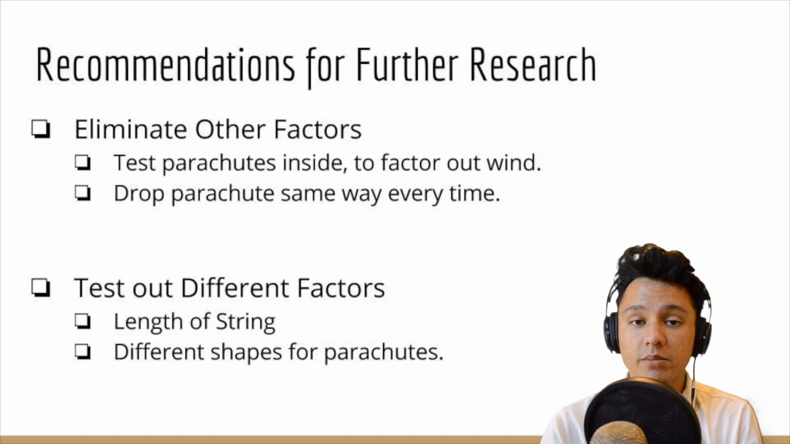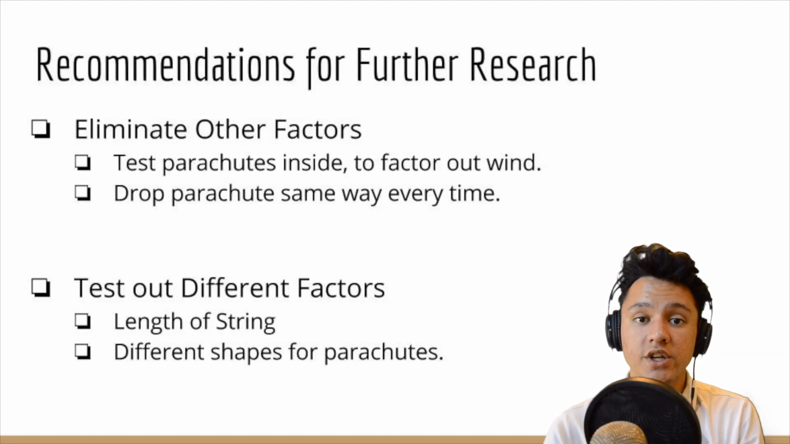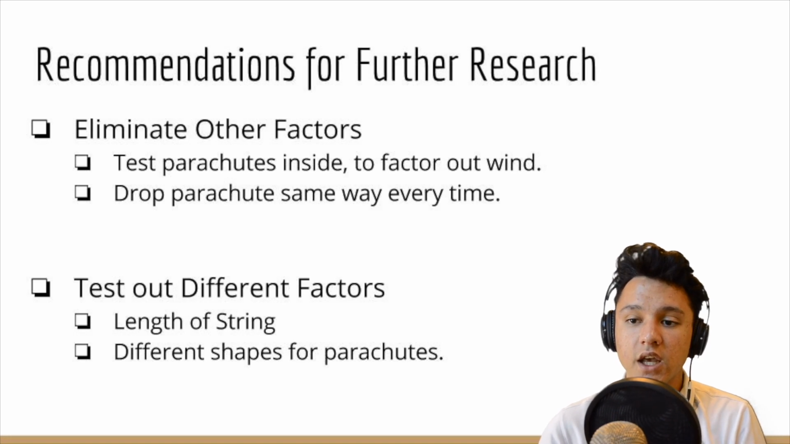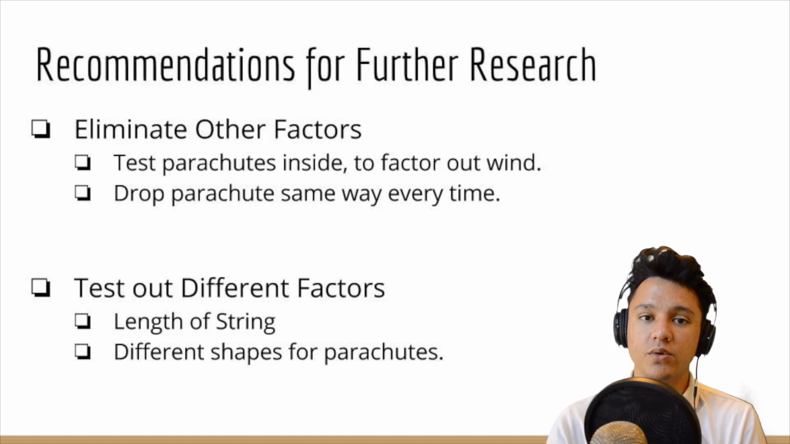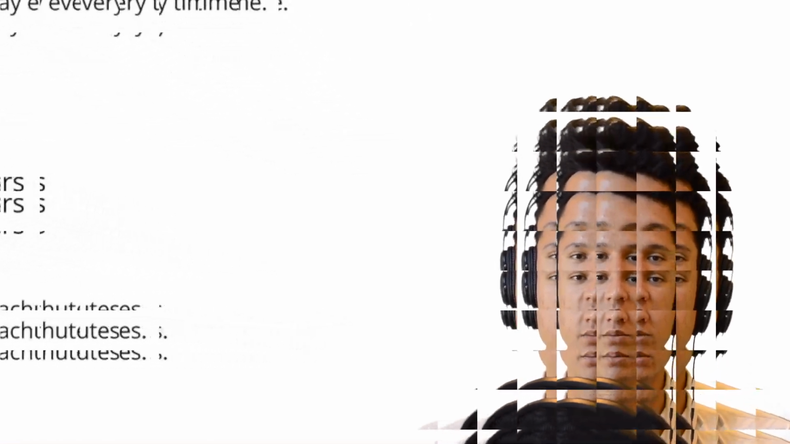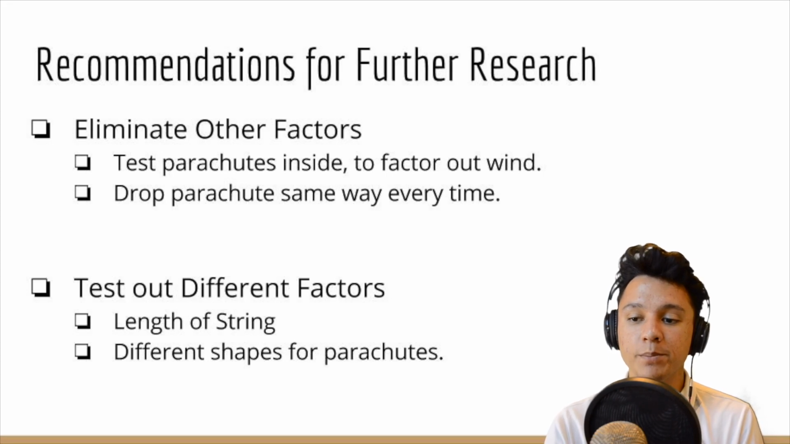For recommendations for other research, we would test inside, because the day we were testing it was windy, and that could have extended the duration the parachute was in the sky. And we could also somehow drop the parachute the same way every time. What happened was the parachute got knotted every time we dropped it, so we tried to unknot it, but it would get even worse. It would get even more knotted, and so maybe tying it a different way would make it easier to drop it the same way every time.